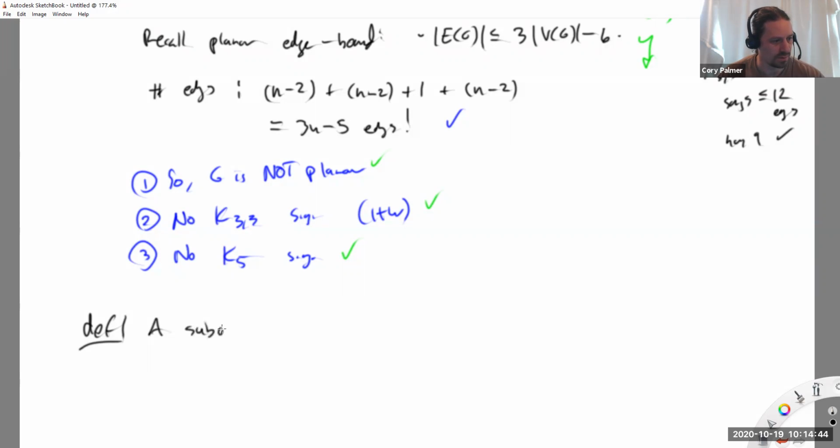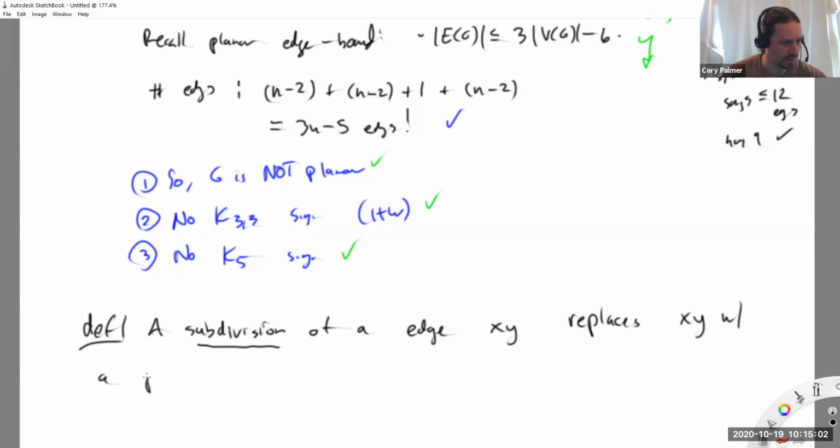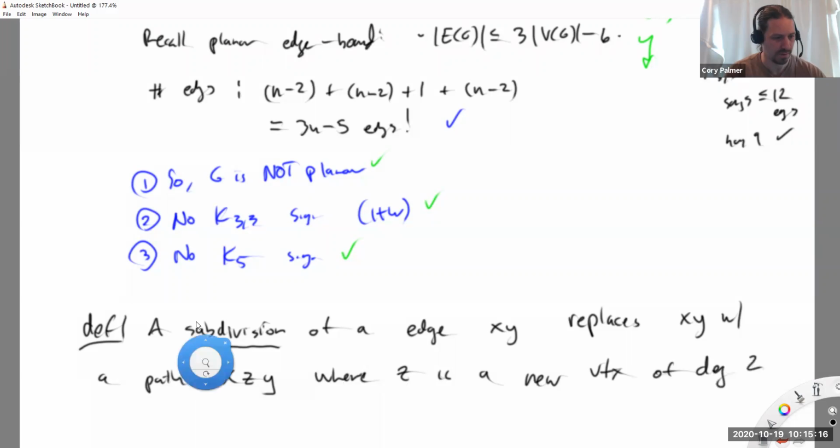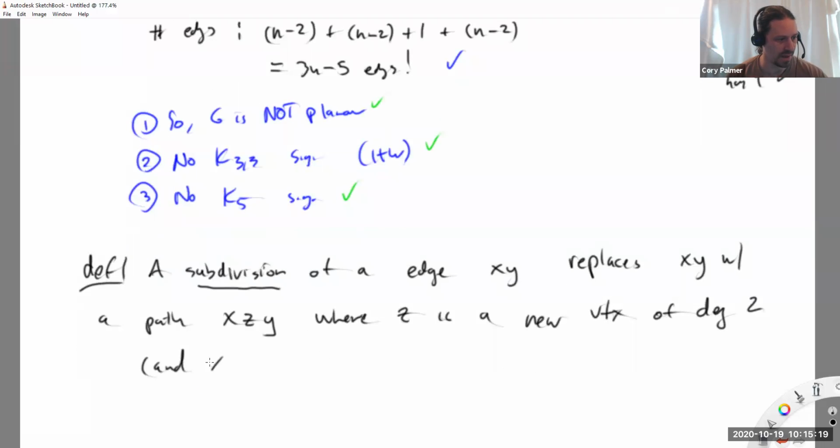A subdivision of an edge xy replaces the edge xy with a path xzy, where z is a new vertex of degree 2. And let me add this: xy is not an edge anymore.